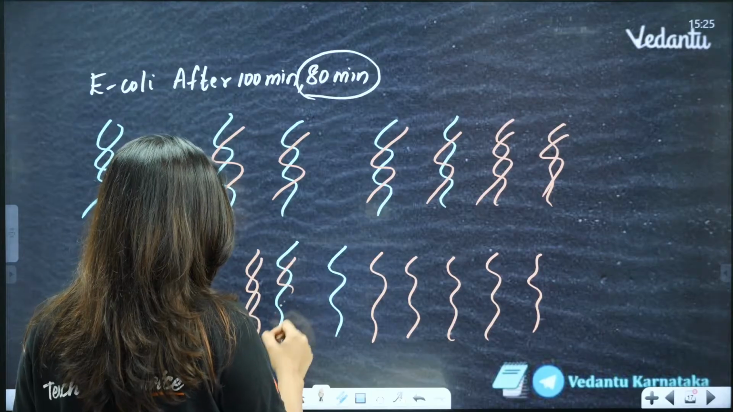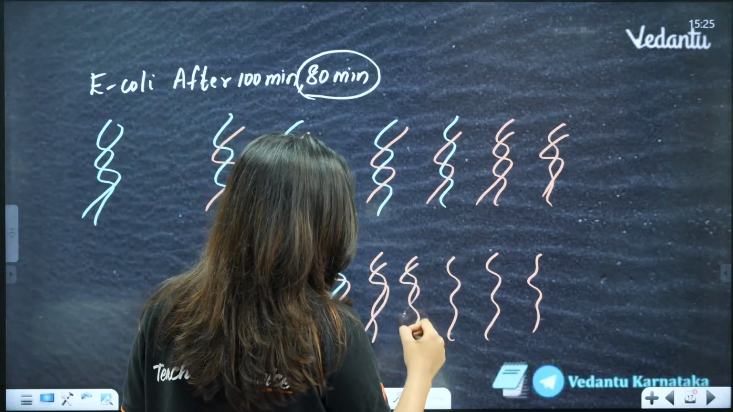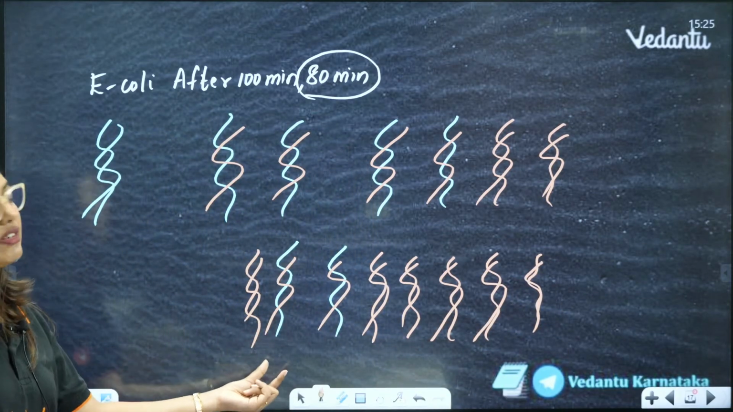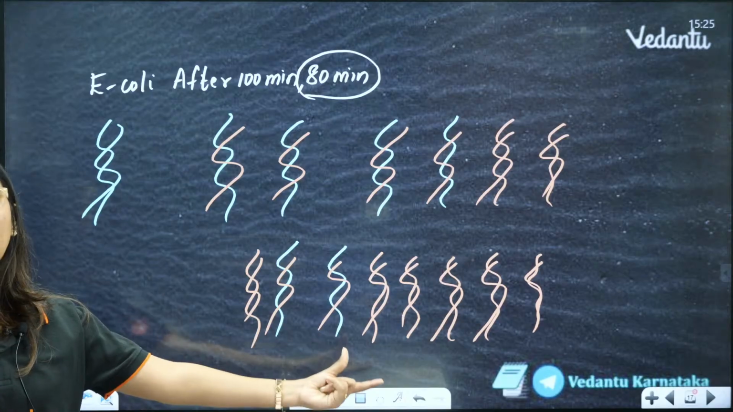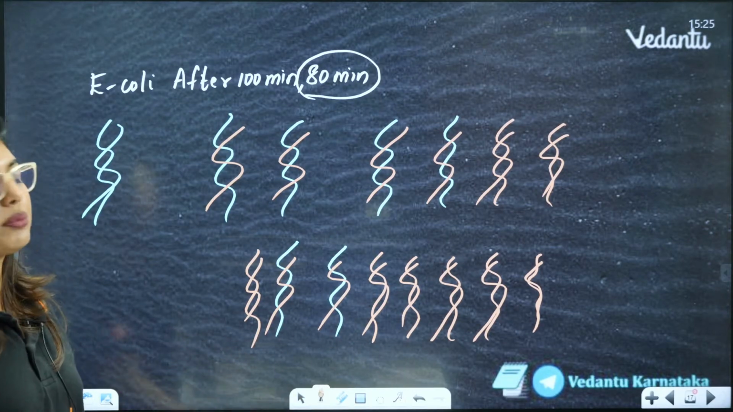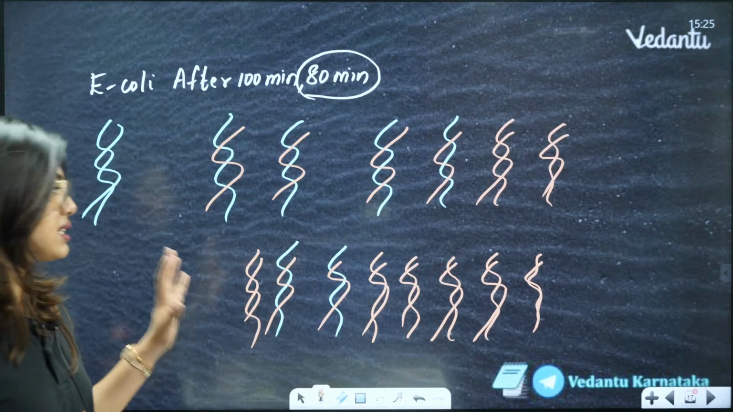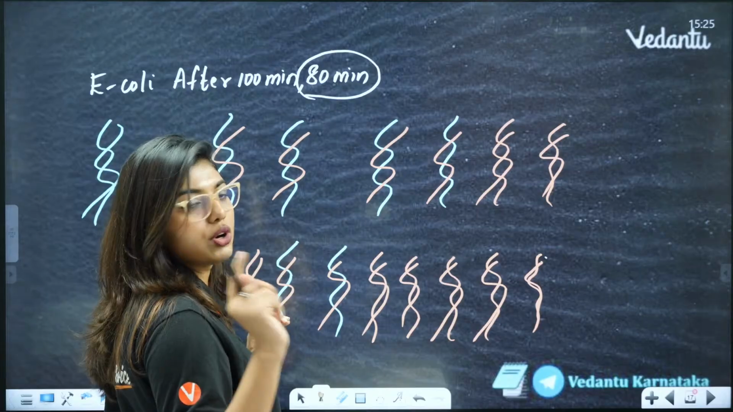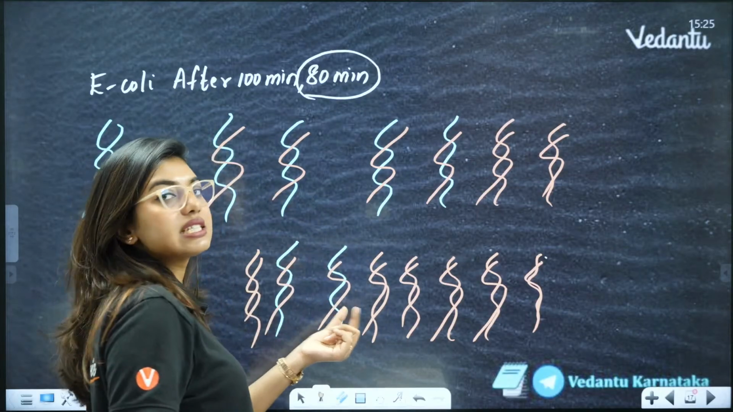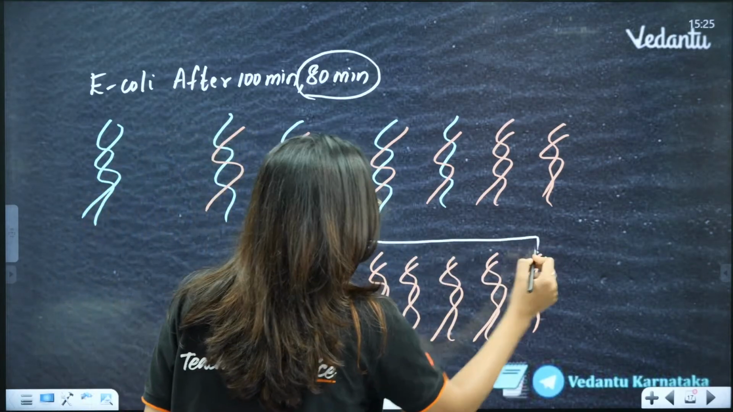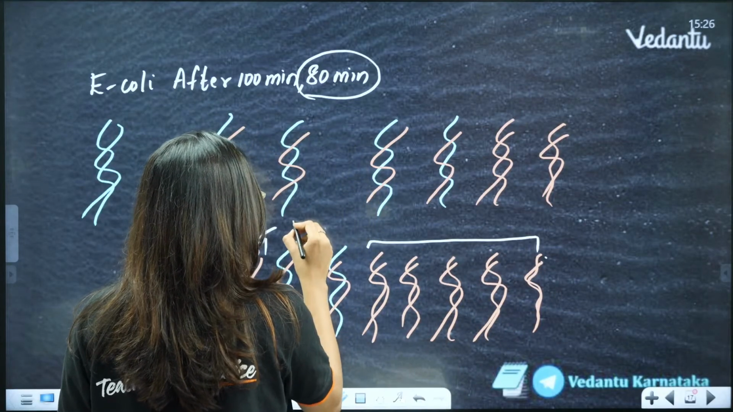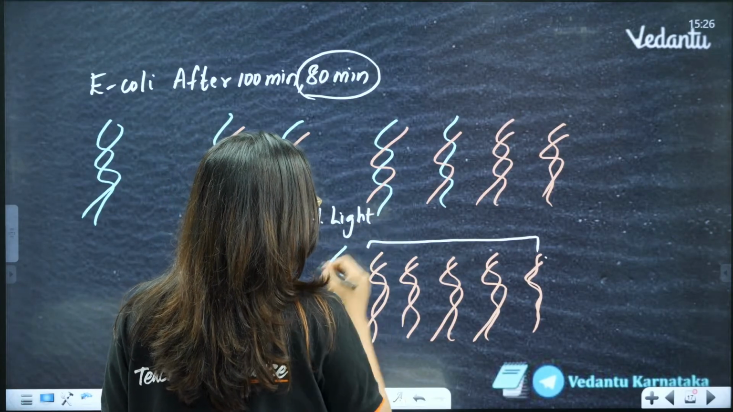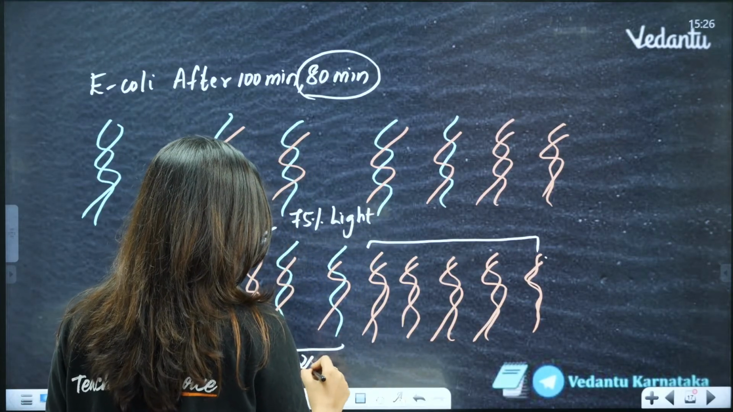For all the 8 strands, if we form newly synthesized strands like this, what am I going to get? I will get 75% light and 25% hybrid, correct? So out of 8 only 2 are hybrid, the rest 6 are light. So here I am going to get 75% light, and I am going to get 25% hybrid.